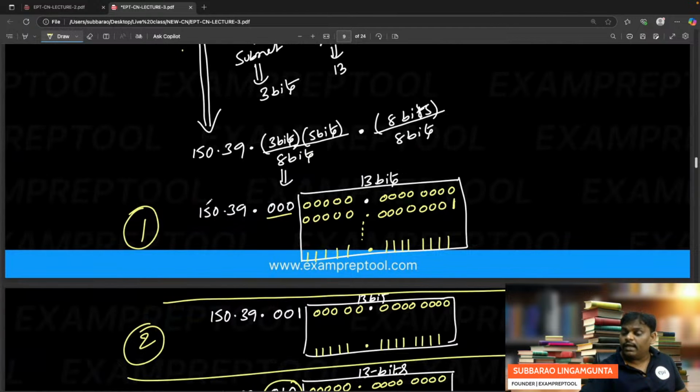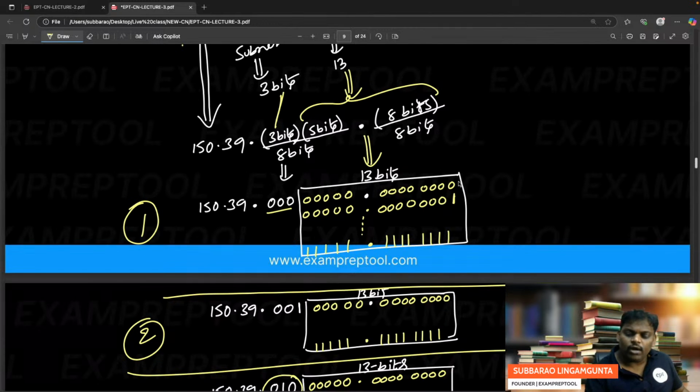Remember, again and again I am saying to you, please try to understand. Subnetting is nothing but borrowing bits from the host. Previously the host purpose was 16 bits. Now only 13 bits. Host purpose only 13 bits. Subnet purpose 3 bits. Now some people are asking, sir, what is the first IP?